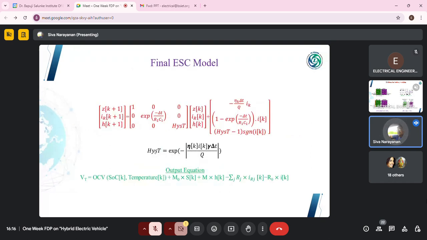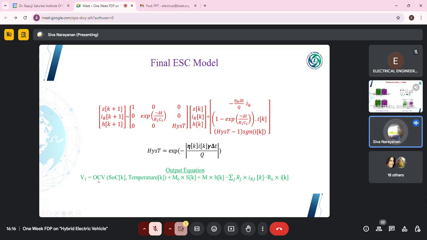As I was mentioning, this is the equation. This is a state space equation. Here Z represents the state of charge, IR represents the current through the resistor, H represents the hysteresis. As you can see, here you have an exponential of R1 C1, and as this is a 1 RC circuit, you are using the exponential of R1 C1. If you have more RCs, the number of exponential terms will increase. Similarly, here you can see the hysteresis equation, which is given by Coulombic efficiency divided by the capacity. And at last this is our output equation.